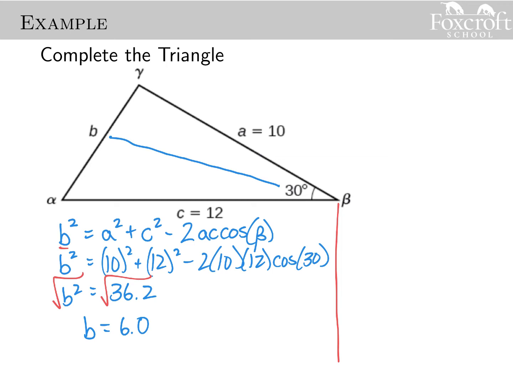But now that we know b is 6, we can try to find one of our angles. Okay, let's just try to find the angle gamma. If we want to use the angle gamma, the side that's going to go by itself is the one across from it, which is 12. So this is going to end up being the bottom formula, which I'll write down real quickly.